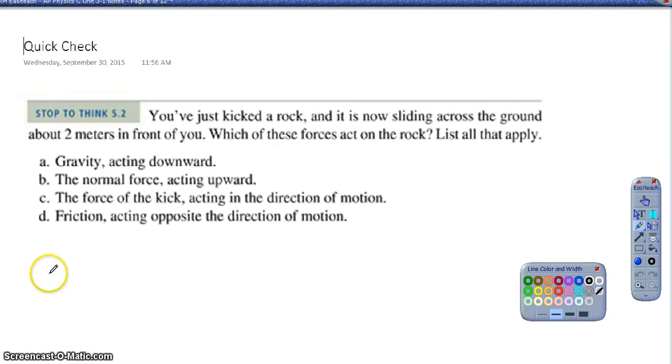So rolling right along here, quick check number 2, you've just kicked a rock. It's now sliding across the ground about 2 meters in front of you. Which of these forces act on the rock? List all that apply. Well, if we've kicked it and it's now 2 meters in front of me, the force of the kick no longer acts, right? So option C is a little bit of a distractor there because it's no longer in contact with the force.